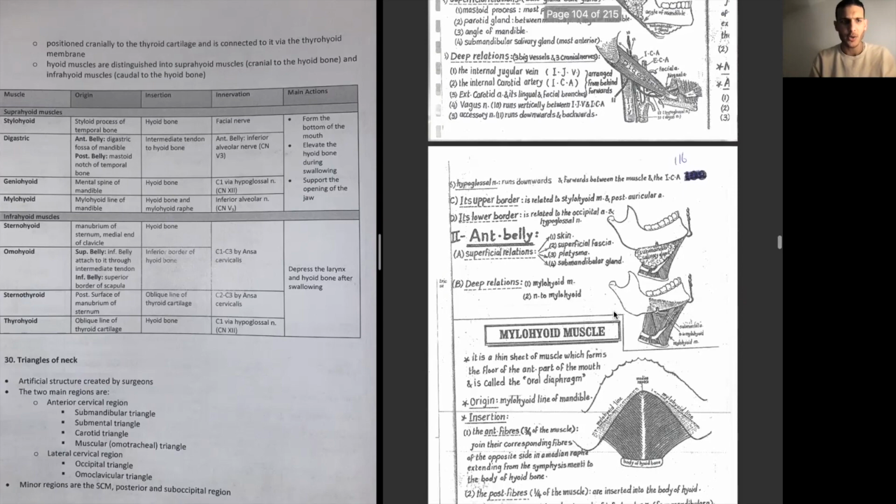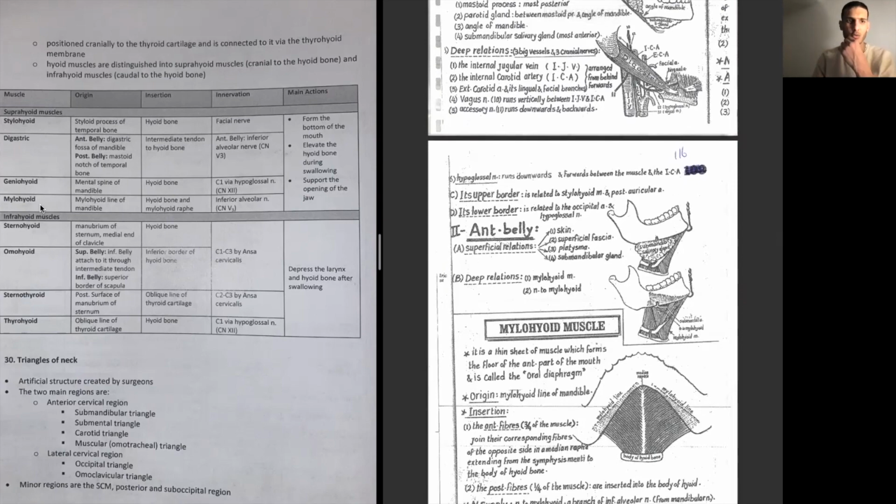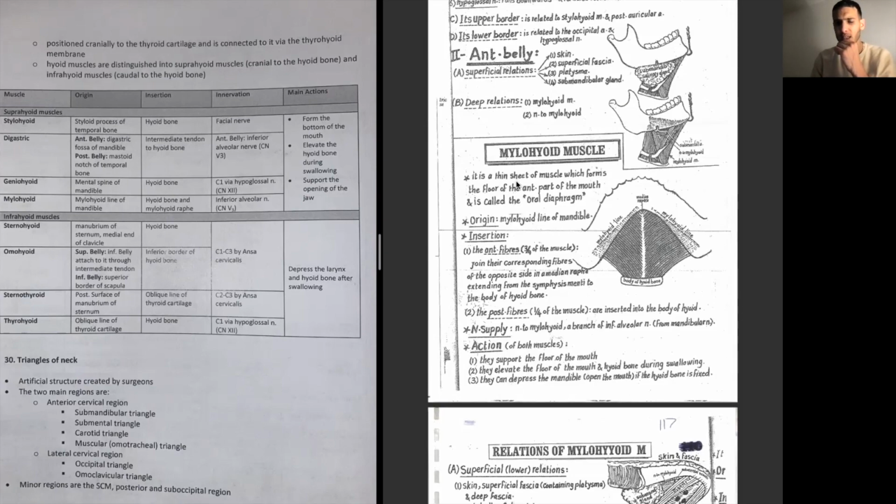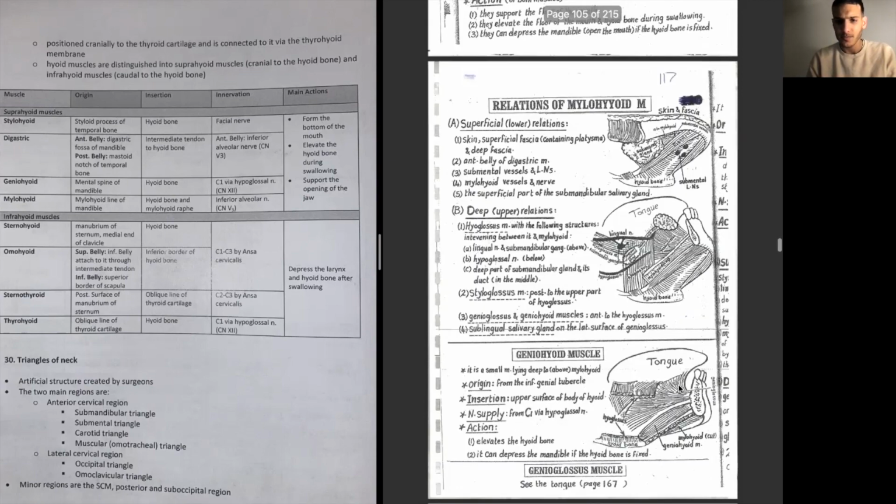We have mylohyoid, which is part of the suprahyoid muscles. It is a thin sheath of muscle which forms the floor of the anterior part of the mouth and is called the oral diaphragm. Basically all of this right here is the mylohyoid muscle, and origin is from the mylohyoid line of the mandible and inserts into the hyoid bone. The nerve supply is the nerve to mylohyoid, a branch of the inferior alveolar nerve. In action, they support and elevate the floor of the mouth, and they can depress the mandible. Okay, mylohyoid done. Relations as well.